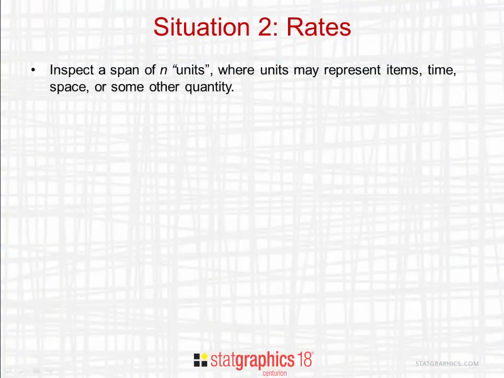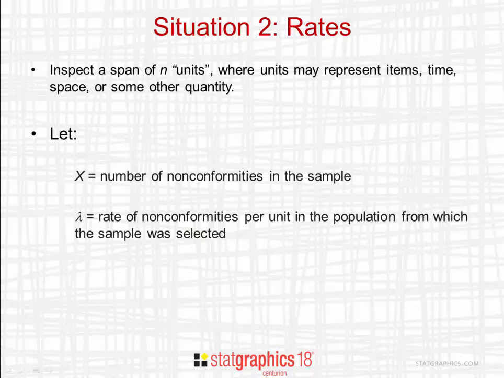We can do a similar analysis if we wish to estimate the rate of non-conforming items. In this case, let's suppose we've inspected a span of n units, where units might represent items, time, space, or some other quantity. Let's let x be the number of nonconformities in the sample, and lambda be the rate of nonconformities per unit in the population from which the sample was selected.